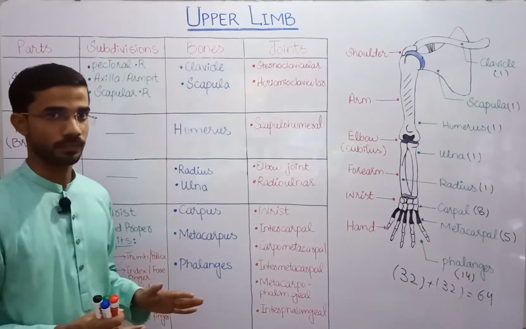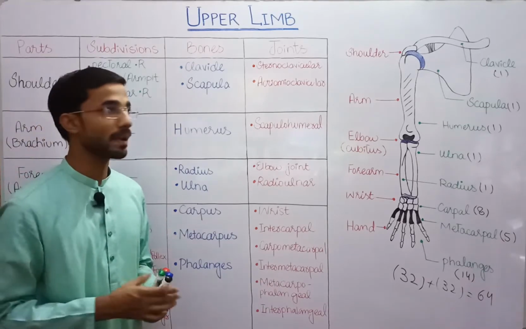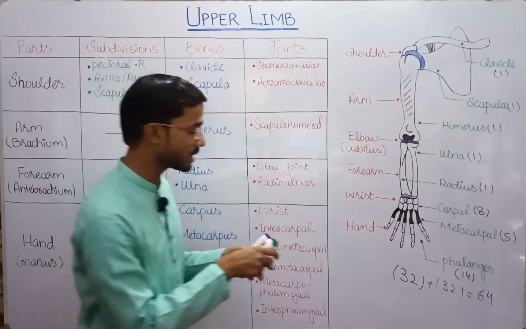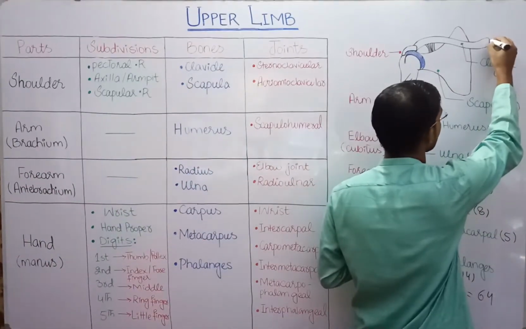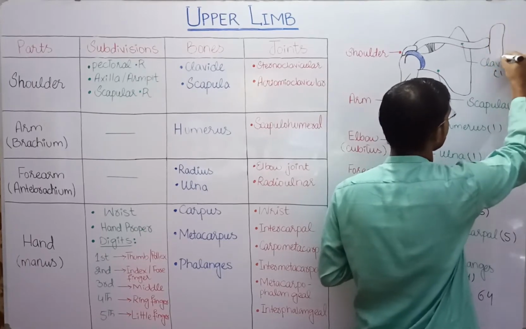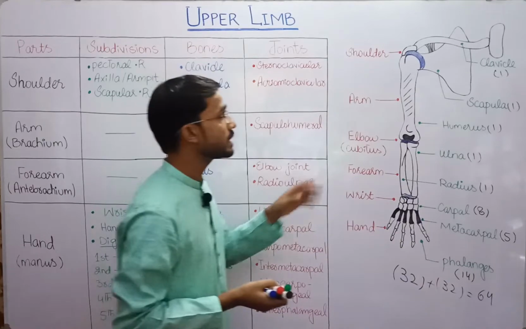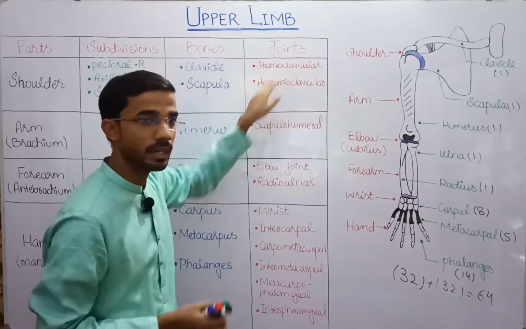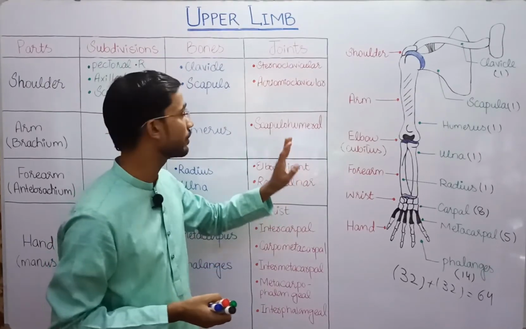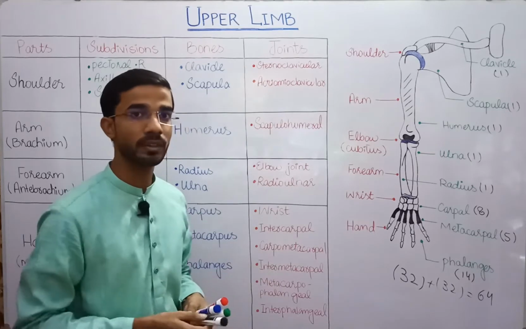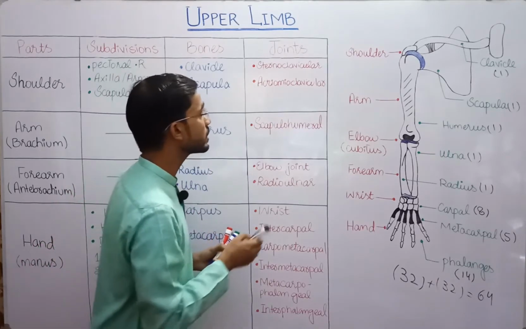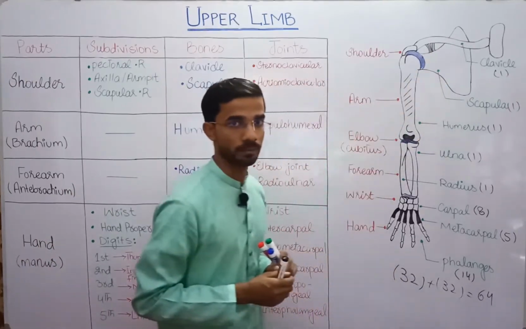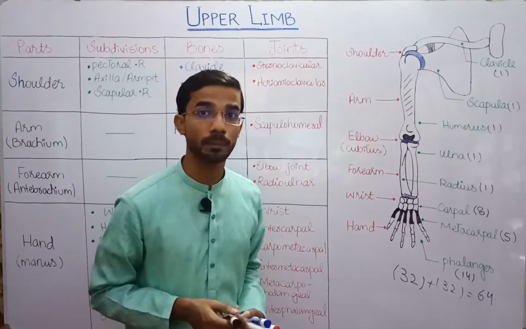So these are the bones, and now the joints which are present in the 4 regions. In the shoulder region there are 2 joints: the sternoclavicular joint. Actually, the clavicle is joined with the sternum, so we call it sterno from the sternum and clavicular from the clavicle. The sternoclavicular joint is the joint between the sternum and the clavicle. Next is the acromioclavicular joint, because the clavicle is joined with the scapula. What part of the scapula? The acromion process.